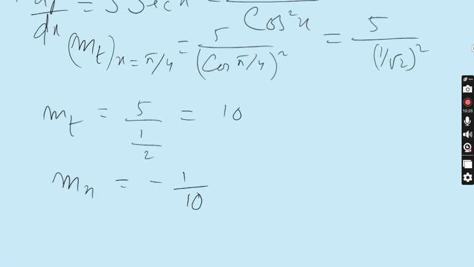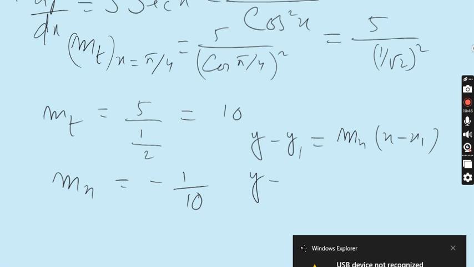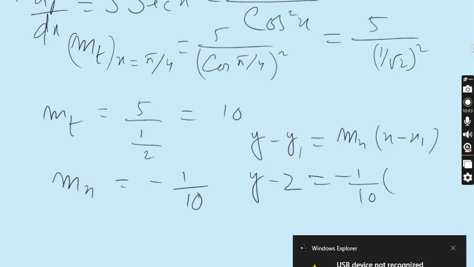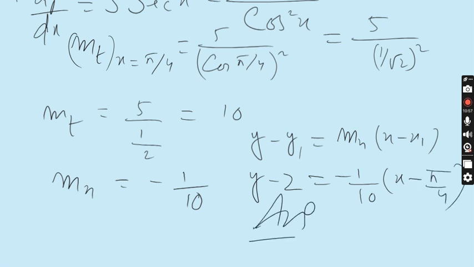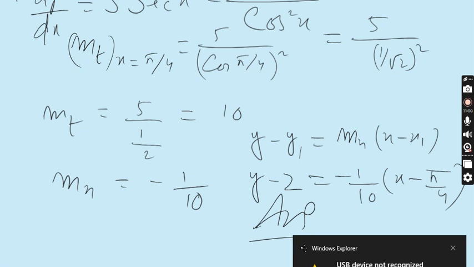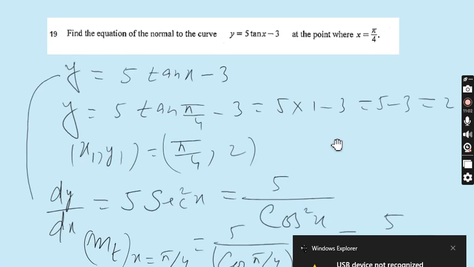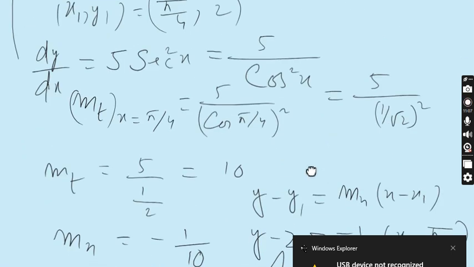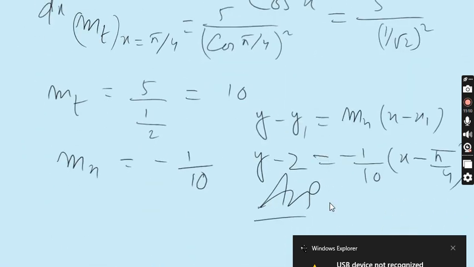Hence our equation of normal is y minus y1 equals mn times (x minus x1). What was our y1? It is 2. mn we just found, negative 1 upon 10, times x minus x1, which is pi by 4. And this is our final answer. Very easy question, equation of normal. Hope you understand the entire question number 19.